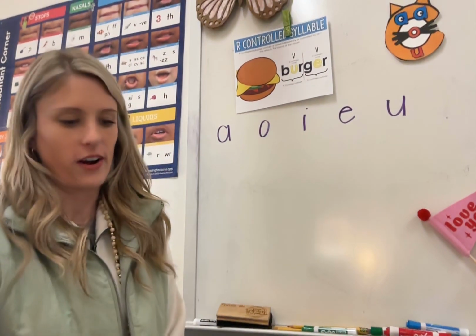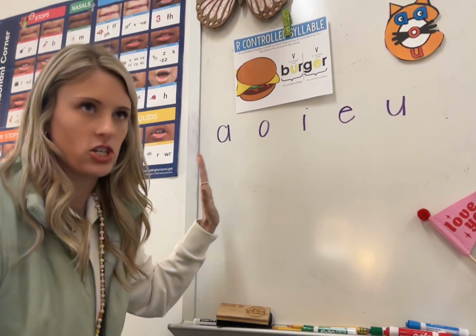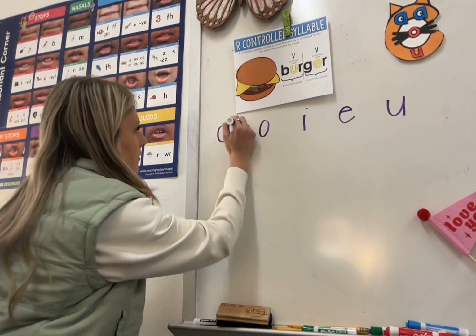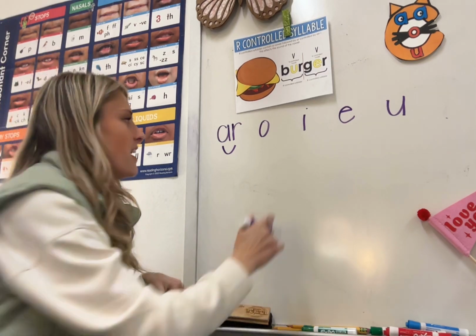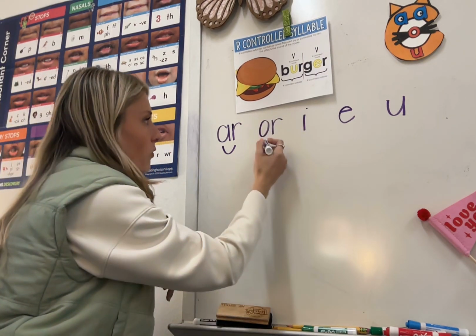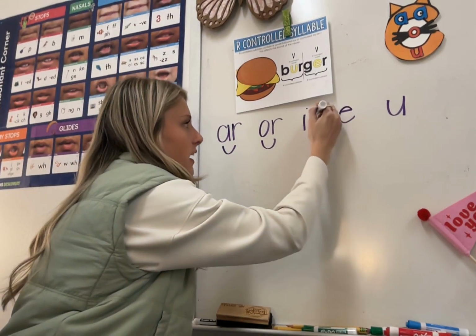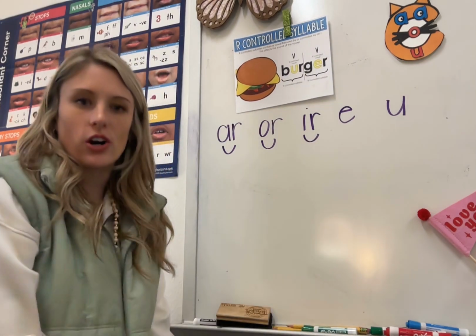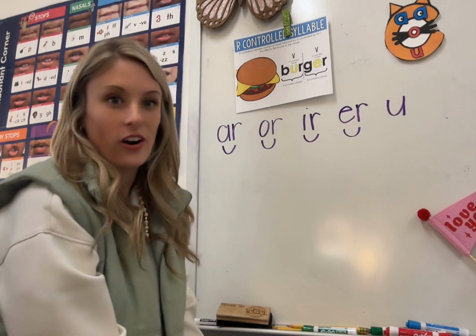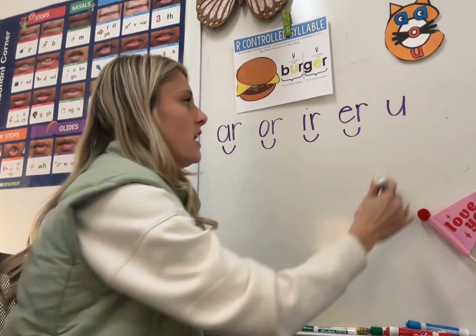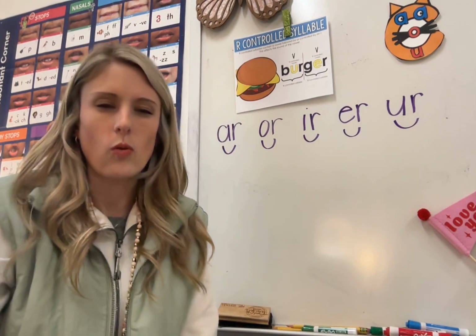Behind me, I've written all of our vowel sounds. So when I put an R, let's talk about how it changes the sound. When I add an R after the A, it turns it into AR. We had the A sound, now it turns into AR. When I add an R after the O, it changes it to OR. When I add R after the I, the vowel I, it changes it. It's controlling it. When I add an R after the E, it changes it again. You're going to notice a pattern here. And when I add an R after the U, it changes it again.